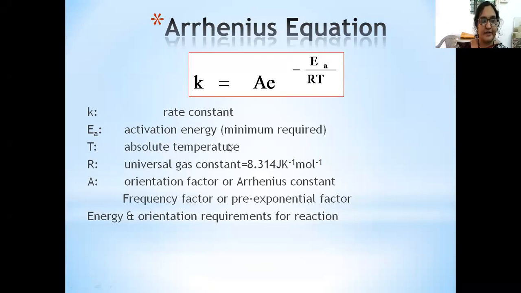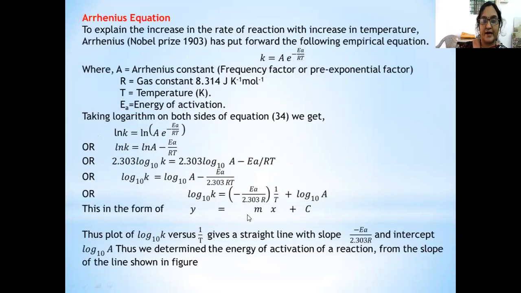T is the absolute temperature. R is the gas constant, whose value is 8.314 joule per Kelvin per mole. A is the orientation factor. It is also called the Arrhenius constant or the frequency factor. As it is before the exponential term, it is also called the pre-exponential factor. The Arrhenius equation: k = A e^(-Ea/RT).